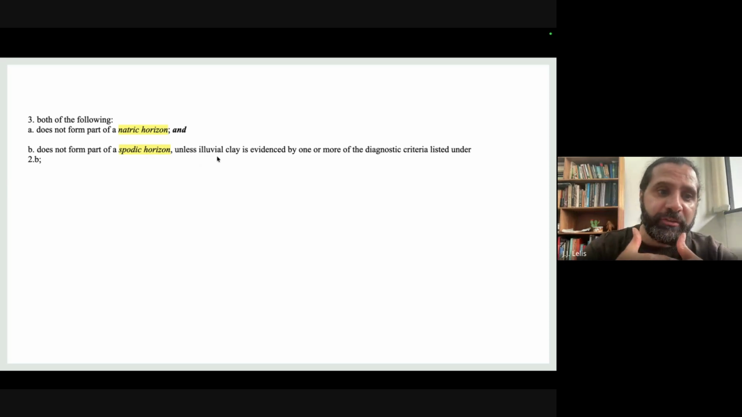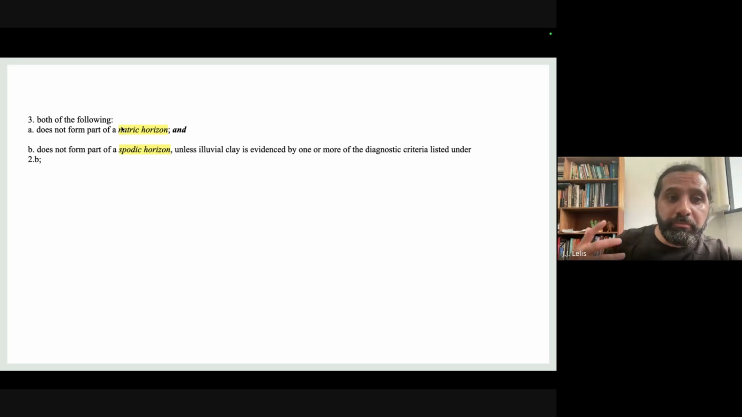So if it's not clear that you cannot have this combination, like here, for example, you don't have this combination of natric and argic horizons, you must combine them. You must classify that you have both, okay? So again, you cannot combine the argic with natric and argic with the spodic unless the section that you are trying to classify as an argic horizon also has features that express clay illuviation.